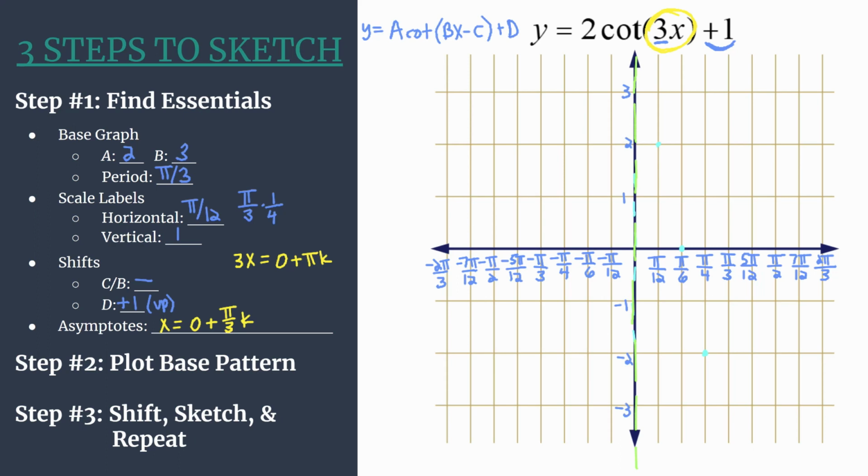So now just take each of your lightly marked, or my light blue points, and move them up 1. And these will be your final points. So we'll make these nice and dark, and I'm marking these in green. So each of them is moved up 1. You can sketch in your cotangent curve. And here's one cycle of your graph. Now repeat for as many cycles as you want.